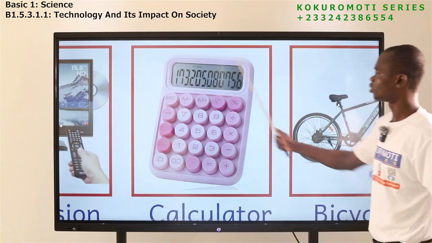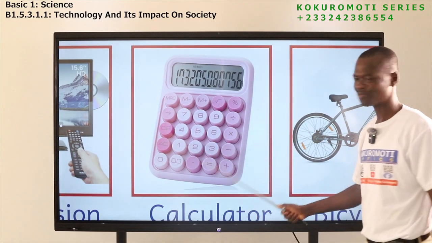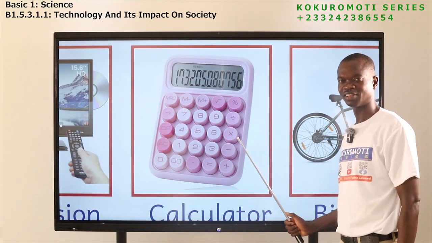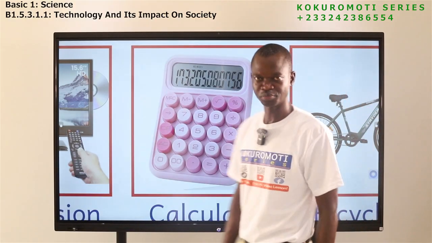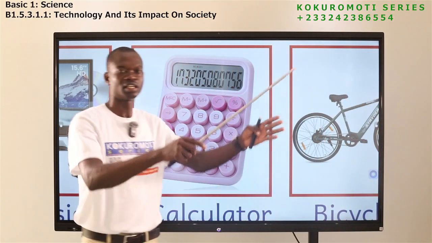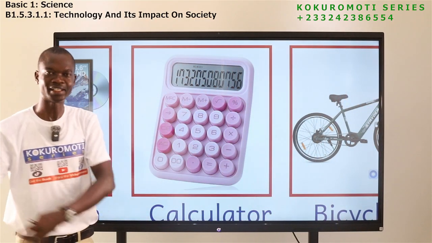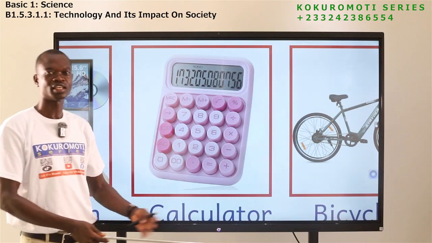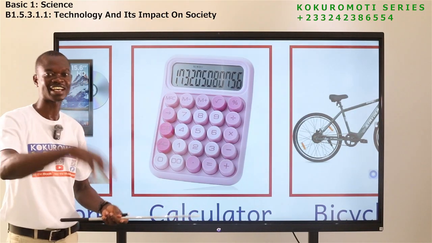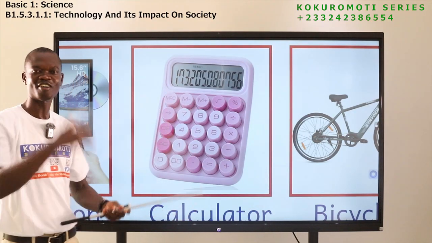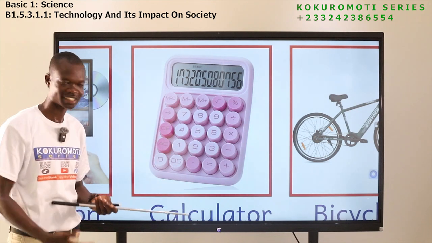Now let's come here. What do you see? We call this calculator. How many of you have seen calculator before? We use calculator in the classroom. We use calculator in banks. We go to market, they use calculator. Even hospitals, the accountant, they use calculator. Offices, you go there, they use calculator.